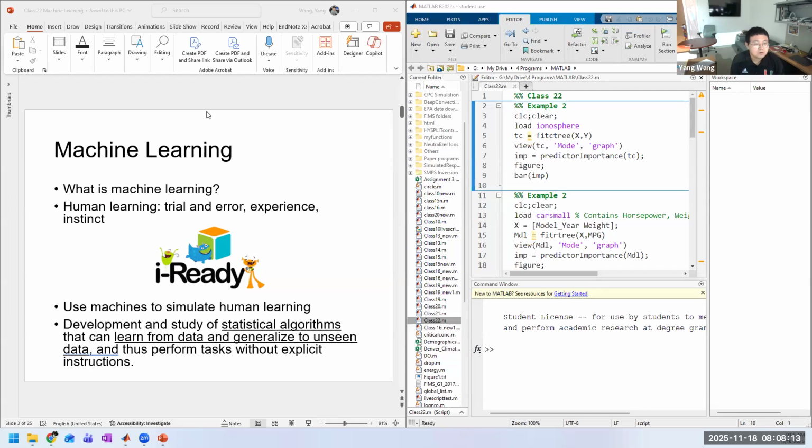So more rigorously speaking, the definition of machine learning is shown as follows, which is the development and study of statistical algorithms that can learn from data, right? So there are examples or data already over there, and then generalize to unseen data. So basically, we're trying to let the machine form some experience, learn from the data by itself, right? And then form some instinct, right? And thus perform tasks without explicit instructions.